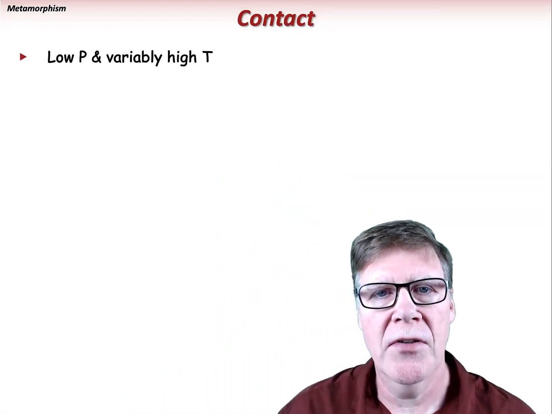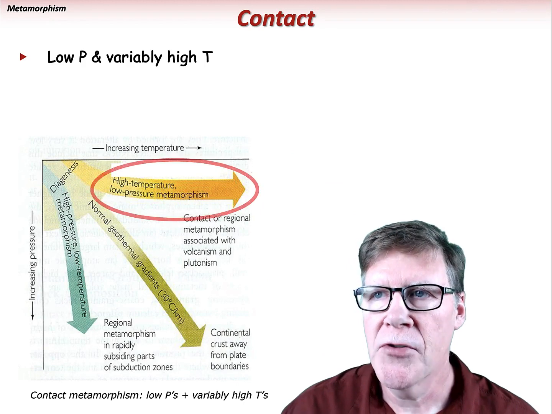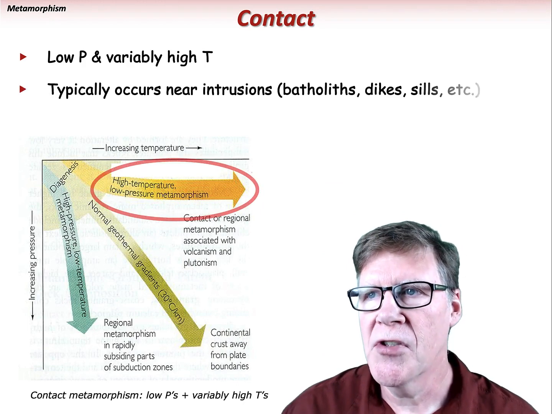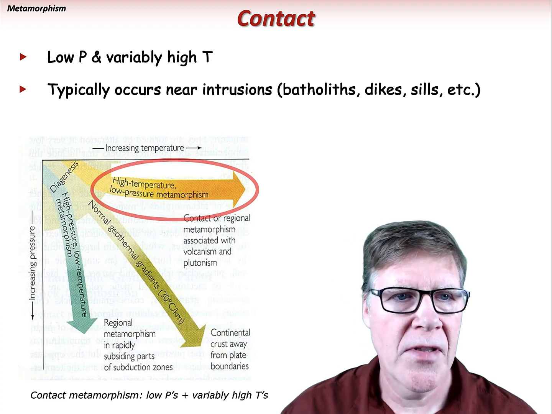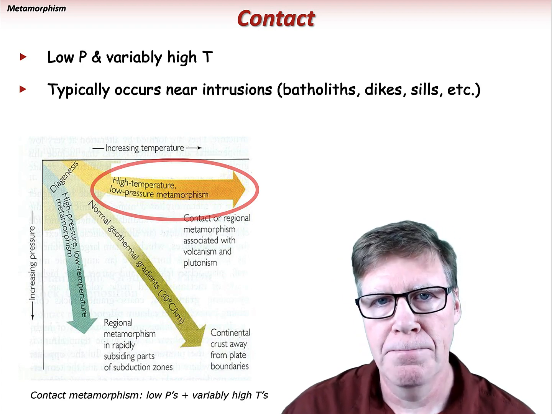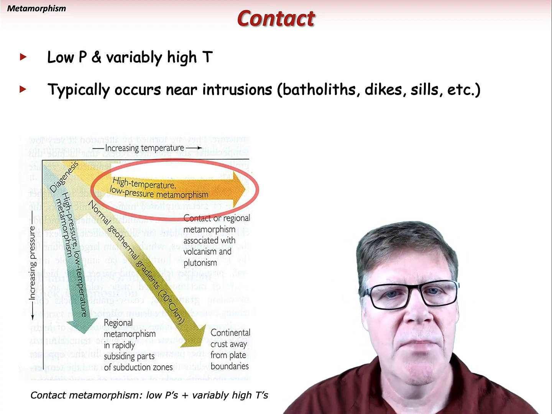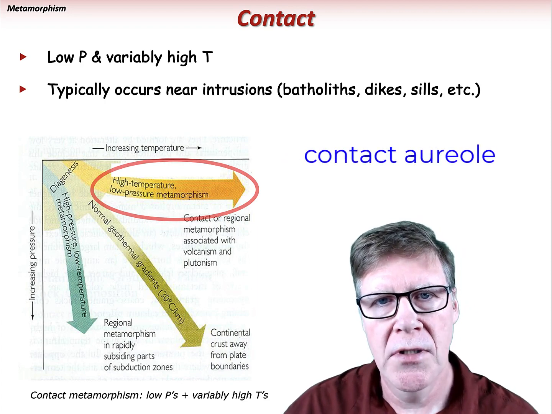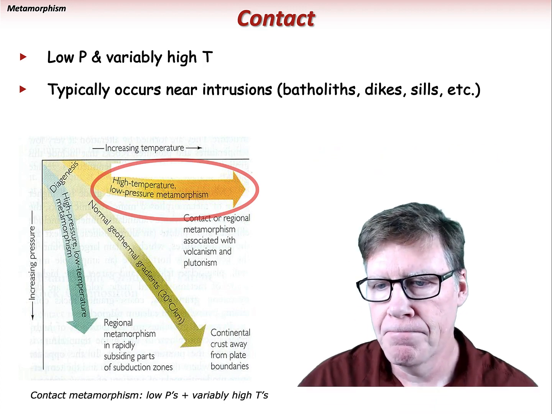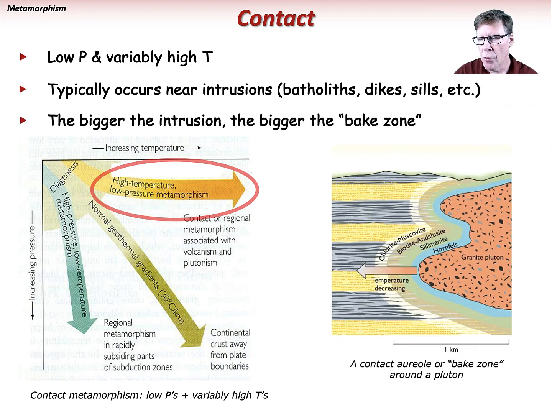Contact metamorphism involves high temperatures and relatively low pressures from intrusive activity that produces changes around the margin of an intrusion, whether it's a large batholith or a small dike or sill. The zone of contact metamorphism around an intrusion is called a contact aureole, or simply bake zone, and its width is proportional to the size of the intrusion.